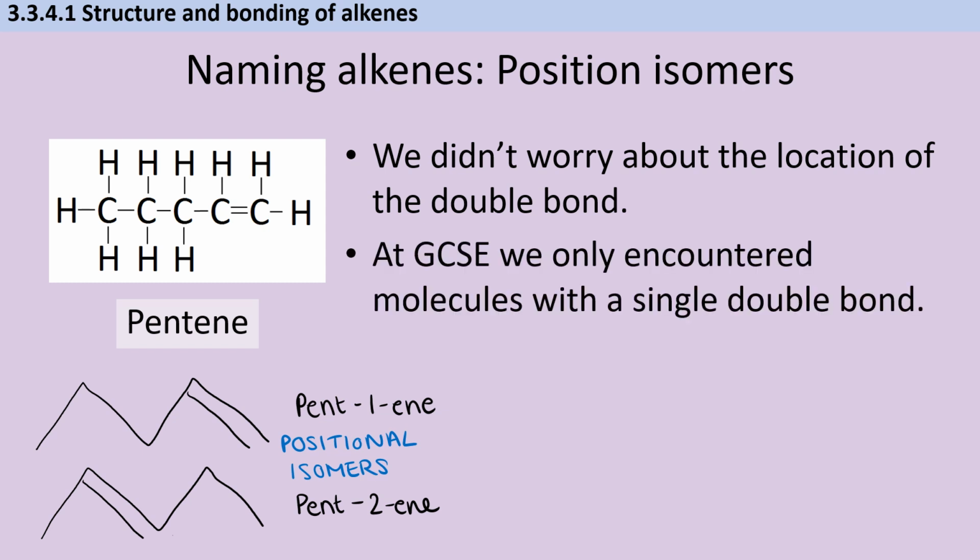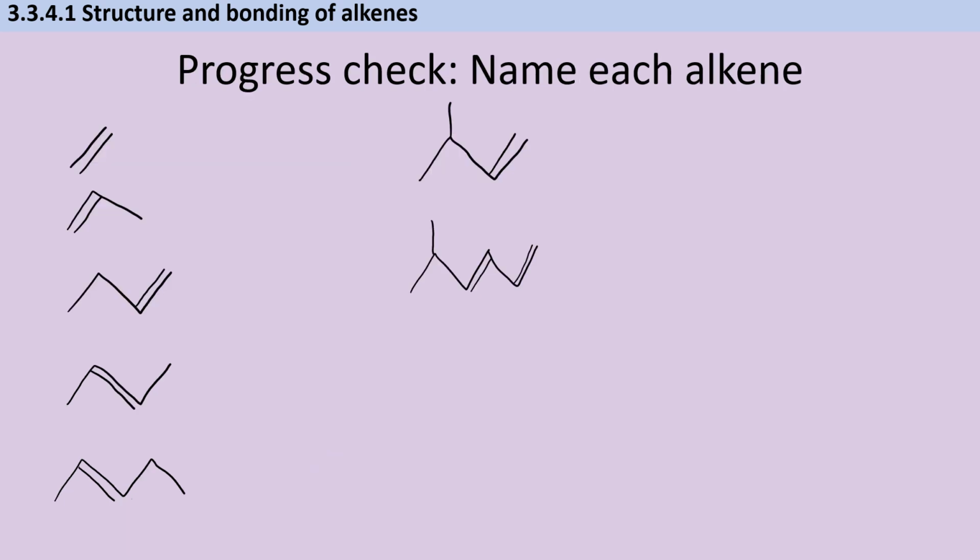The second thing is that at GCSE we only ever encountered molecules that had a single double bond, and actually it's possible to have more than one double bond. So this, for instance, is pent-1,3-diene. The di tells me that there are 2 double bonds, and the numbers tell me which carbons they're on. Hopefully that made sense.